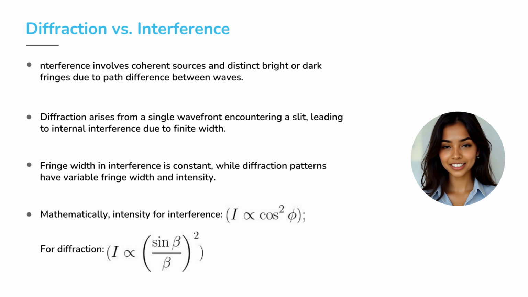Mathematically, the intensity in interference varies as the square of the cosine of phi, where phi relates to the phase difference between waves, while in diffraction, intensity follows the (sine beta over beta) squared rule we discussed earlier. So, interference is like a perfectly choreographed duet, whereas diffraction is a soloist improvising within a limited stage. Both fascinating, but with their own unique rhythm.